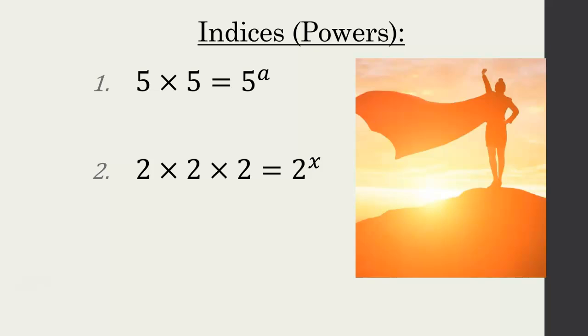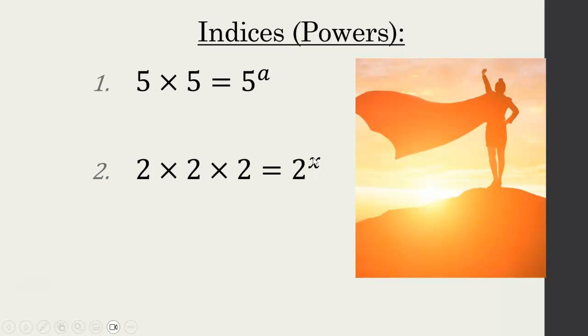We have indices, or powers. What are they exactly? Well, let's say we had 5 times 5. We can write that as 5 to the power of something. In this case, I won't tell you what it is yet, but it's a little small number written up above the 5, or whatever number we're using. So 2 times 2 times 2 would be 2 to the power of some other little number.